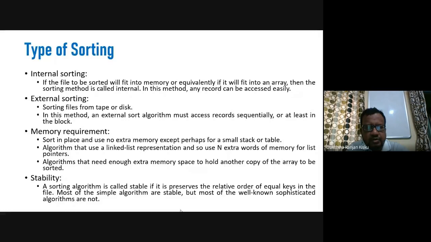Then what is external sorting? External sorting is performed from an external disk or external drive. In this method, an external sort algorithm must access records sequentially, or at least in blocks. So internal sorting is done in memory or an array, and external sorting is performed from an external disk, or we can say a tape disk. In external sorting, the algorithm must access the records sequentially or at least in blocks.